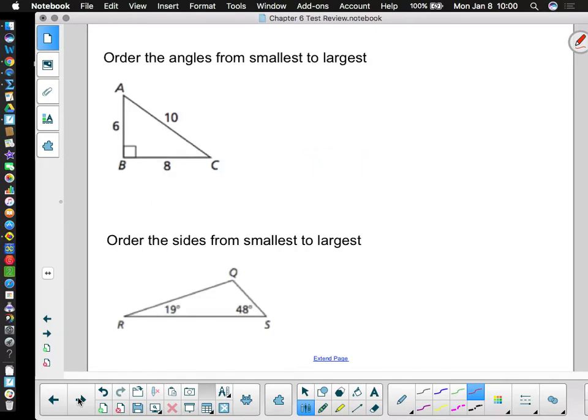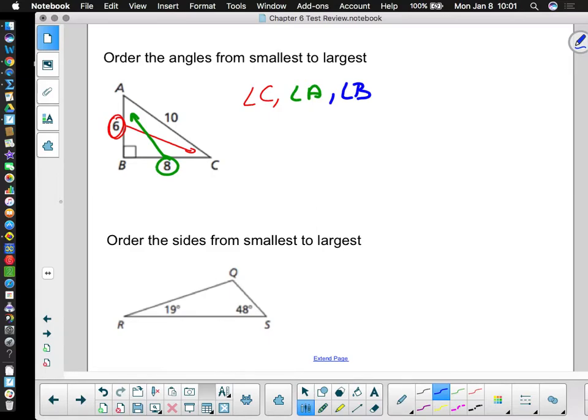List from smallest to largest. Again, this should be fairly easy. What's the smallest angle going to be here? Okay, what's the shortest side? This is the shortest side, right? So the smallest angle has to be across from it. So angle C has to be the smallest. Okay, this is the next largest side, so across from that has to be the next largest angle. And then, obviously, angle B, because that's 90. That has to be the biggest angle.